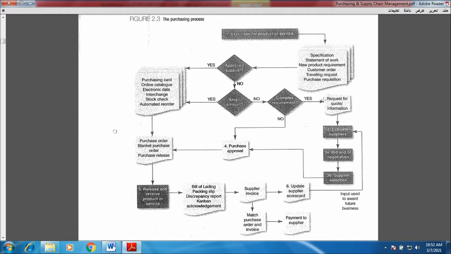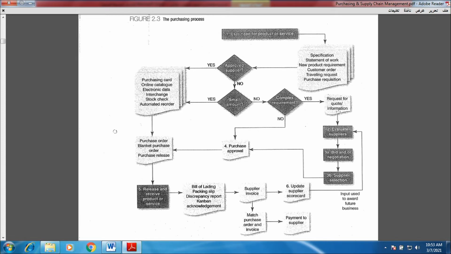So I'm publishing or sending a direct request to certain suppliers or to multiple suppliers, or it could be printed in newspapers or on some electronic websites, asking for quotations, asking for technical and financial offers. So we say it's RFQ.